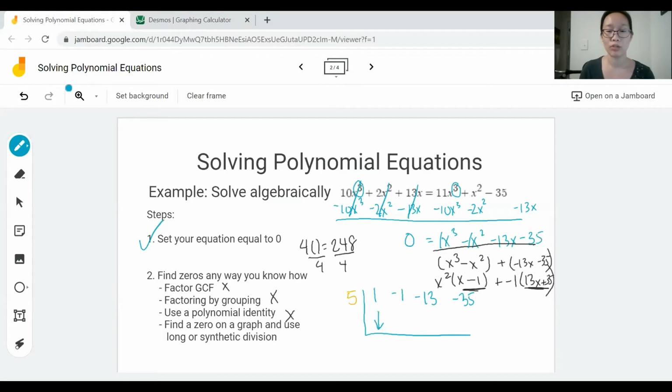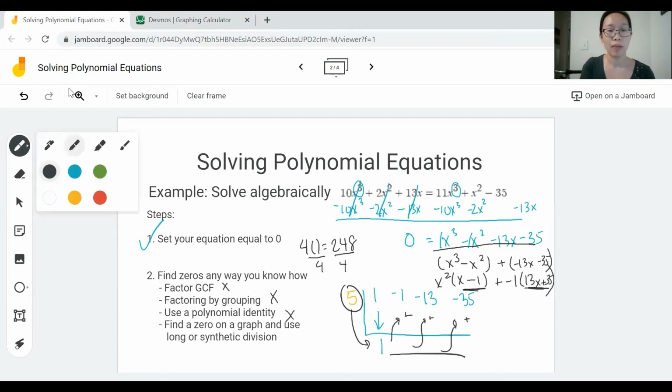But basically what I'm going to do is carry down my leading coefficient, and then I'm going to multiply my 5 out here by everything that's in this bottom row, and then carry it up and add, carry it up and add, carry it up and add. So my 5 times 1 is 5. When I add that, negative 1 plus 5 is 4. 5 times 4 is 20. And negative 13 plus 20 is 7. 5 times 7 is 35. And negative 35 plus 35 is 0. And I'm going to box off this last spot to remind me that's my remainder.